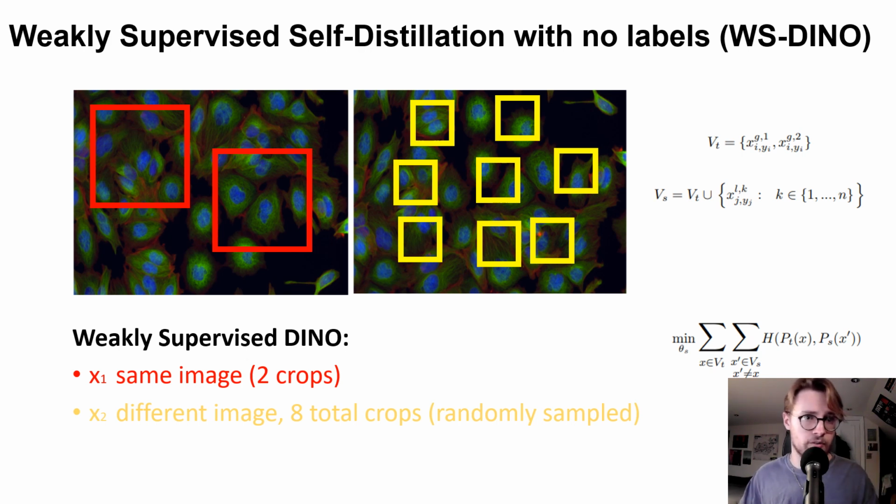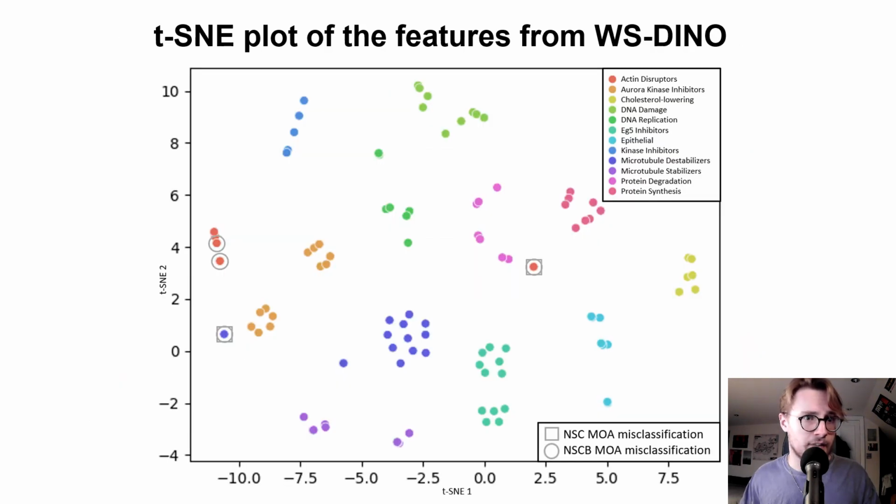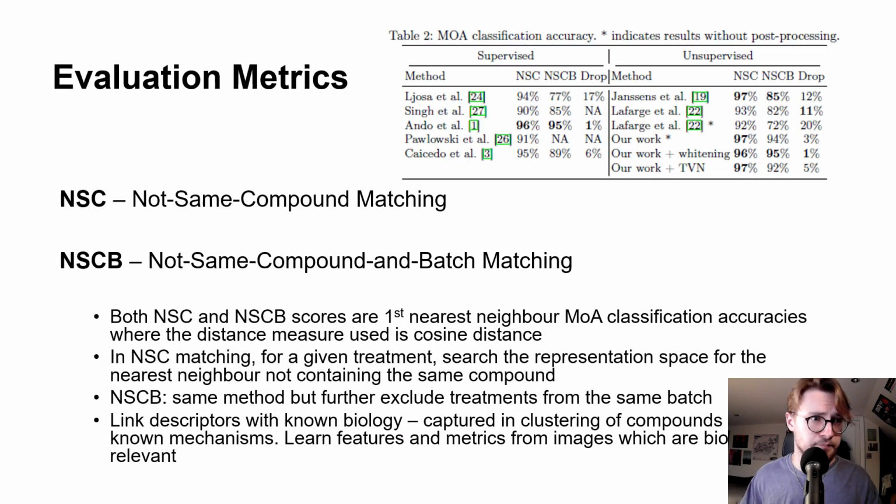It's 2 large crops and 8 small crops. We extract features from this network that we train. We actually fine tune. And the clustering properties are really good. You can see here, these are the 103 treatments aggregated and then plotted. Only a couple of them are misclassified, and these are known outliers in the data set. We use not-same-compound and not-same-compound-batch matching, which are essentially one nearest neighbor algorithms in the feature space using cosine distance, very accepted metrics in this data set.